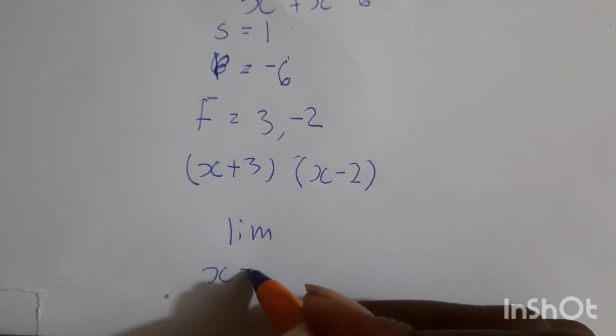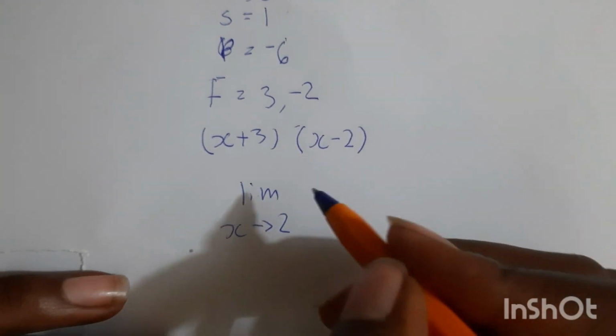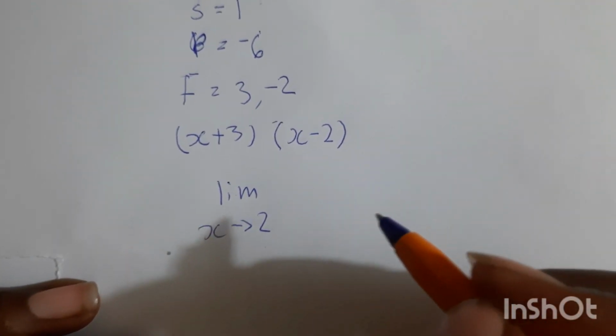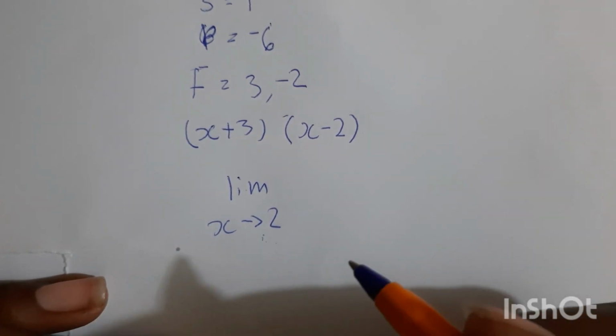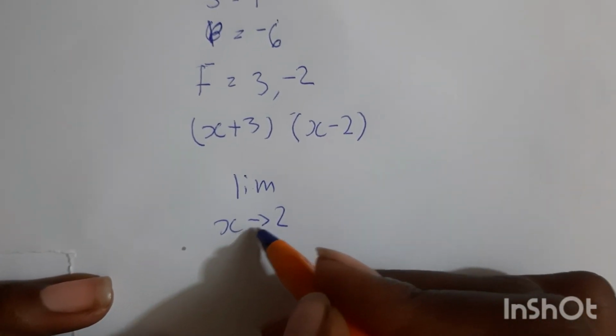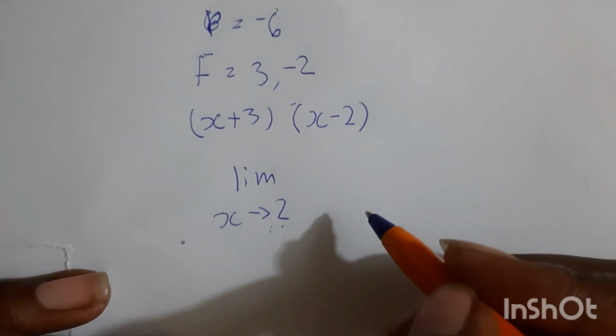So limit of x to 2. Please, this is very important. Always make sure that when you're working out, you always put the limit to the side. Always. And the only time you stop putting this at the side is when you've replaced the x with whatever limit we've been given.